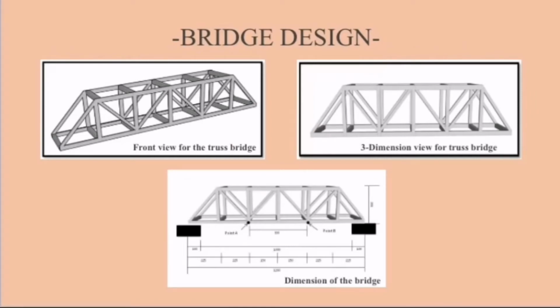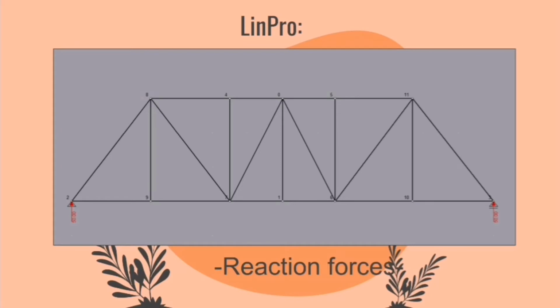Next is the bridge design. As you can see, there are 3 images on this slide. First, this is the front view of the truss bridge. Next, this is the three-dimensional view of the truss bridge, and the third one is the dimension of the bridge. In this design, I got inspired by the Southern Pacific Railway in California. Even though this design is simple, this structure can stand a train. Because of that, I made the decision to design our truss bridge based on Southern Pacific Railway.